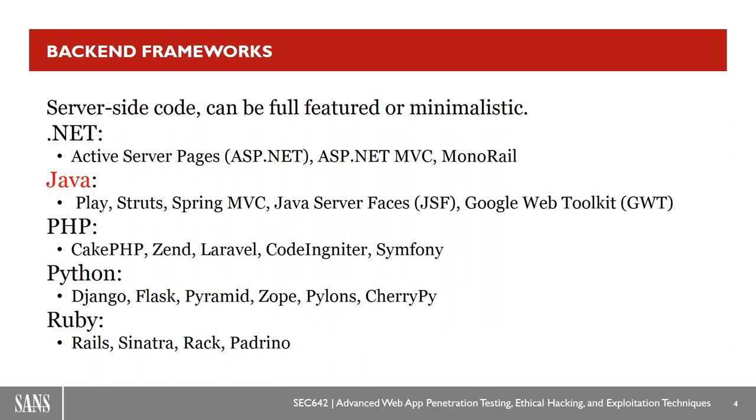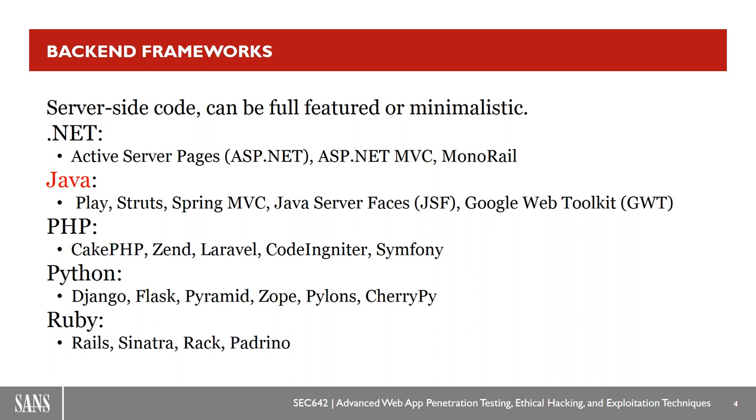So some of the frameworks are fairly minimalistic. Some of them are fairly full-featured. You have .NET, etc. You have Java, etc. You have PHP, Python, Ruby, and in fact, many, many others. It's one of those strange things that it seems as though a new framework comes out almost every couple of months, so that's hard to keep up. This slide is more than a year old, so I'm sure I'm missing things. There are things I haven't put on there yet.